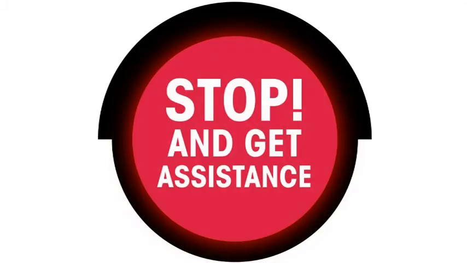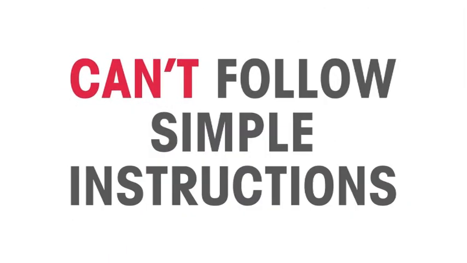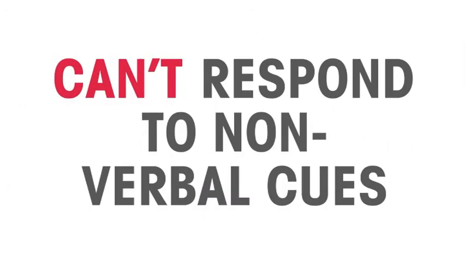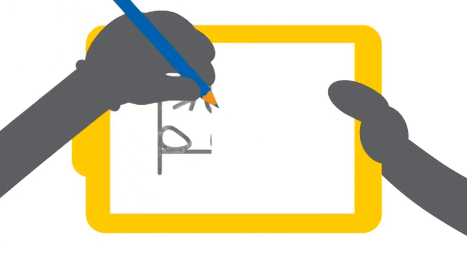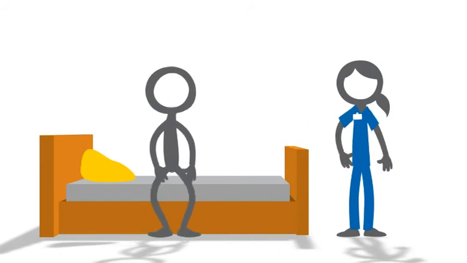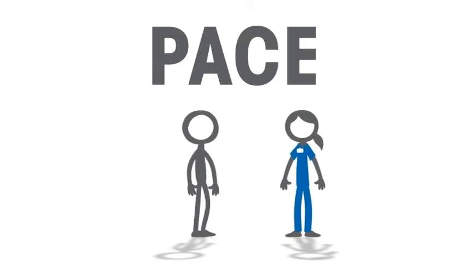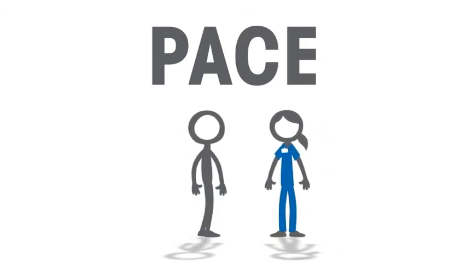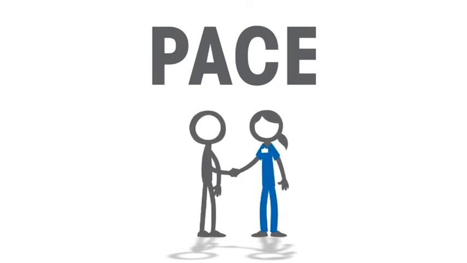It's time to stop and get assistance if a client can't answer simple questions, can't follow simple instructions, or respond to nonverbal cues. Getting assistance may include contacting your supervisor, consulting your care plan, or stepping back and trying another approach. By using PACE to properly assess how you are communicating and your client's ability to communicate, you can help ensure they get the care they need, and you can remain safe from injuries caused by violence and challenging behavior.